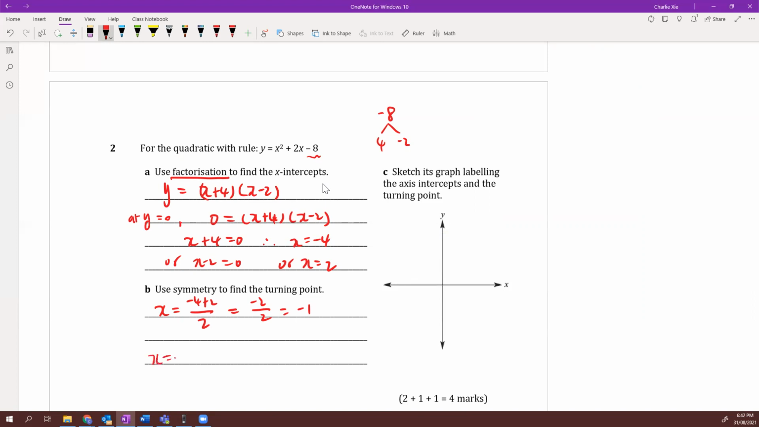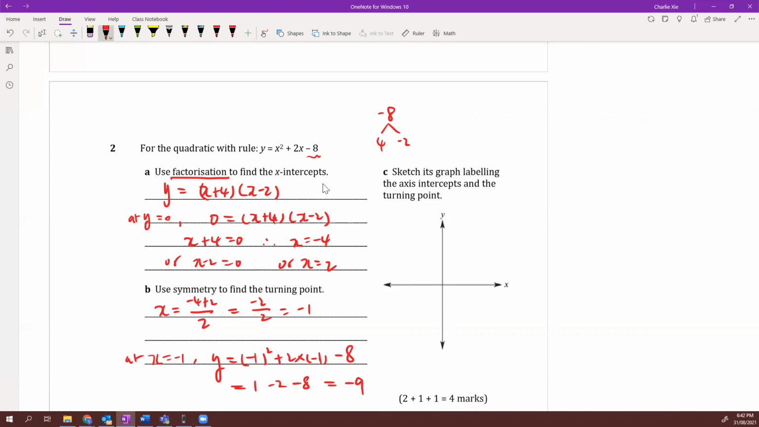At x equals negative 1, to find the y value, just substitute negative 1 back into this equation. Negative 1 squared plus 2 times negative 1 minus 8. So negative 1 squared is 1, 2 times negative 1 is negative 2, minus 8, and that's negative 9. Okay, so this is your minimum, the y-coordinate for the turning point.